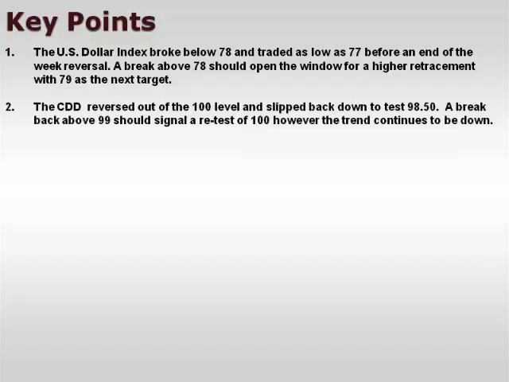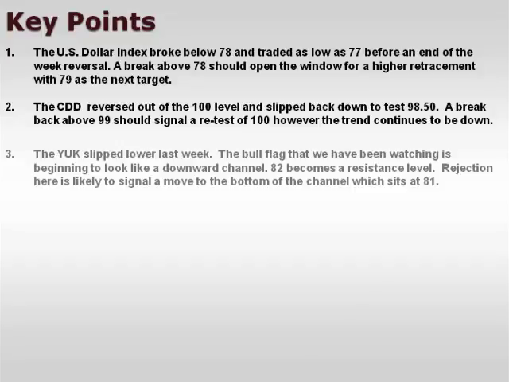The CDD reversed out of the 100 level and slipped back down to test 98.5. A break back above 99 should signal a retest of 100. However, the trend continues to be down. The YUK slipped lower last week. The bull flag that we've been watching is beginning to look like a downward channel. 82 becomes a resistance level. Rejection here is likely to signal a move to the bottom of the channel, which sits at 81.